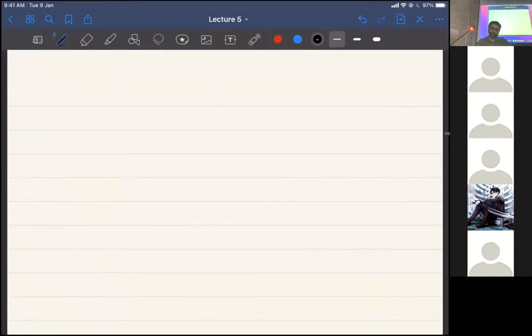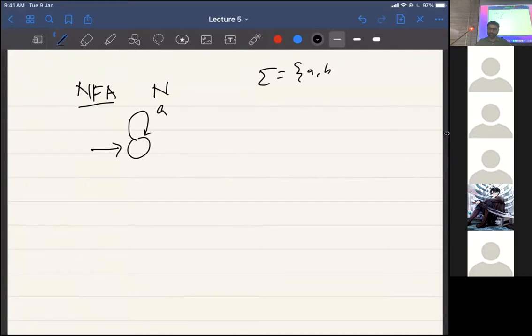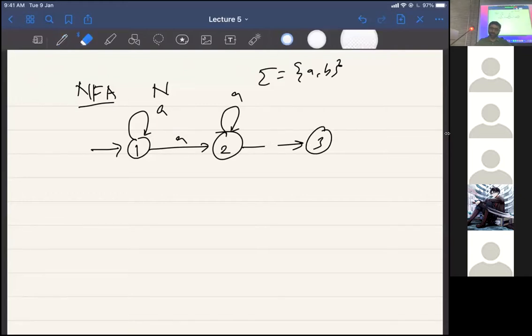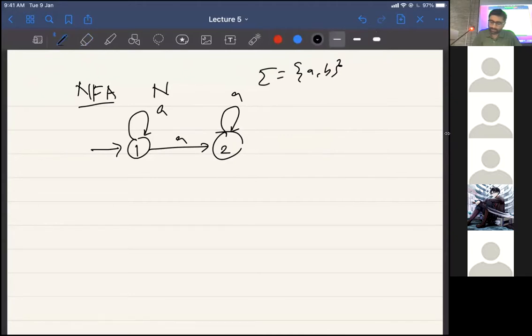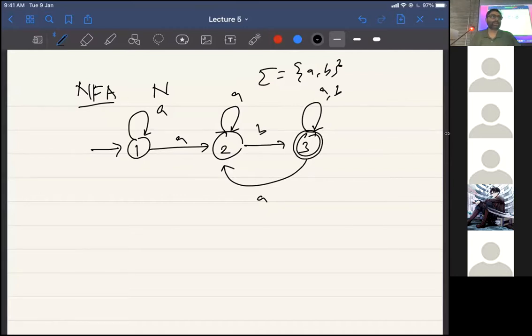Okay. So suppose we have the NFA, and this NFA N is drawn over here. Suppose sigma is just A and B. When it reads A, it stays there. When it reads A, it goes to state number 2. In state 2, it can read A and stay here, but it can go to state number 3 if it reads B. In state 3, if it reads A, it comes here, and if it reads A, it can stay here, and it can read B and stay here. And this is also our final state. Suppose this is our NFA and we need to convert it into a DFA.